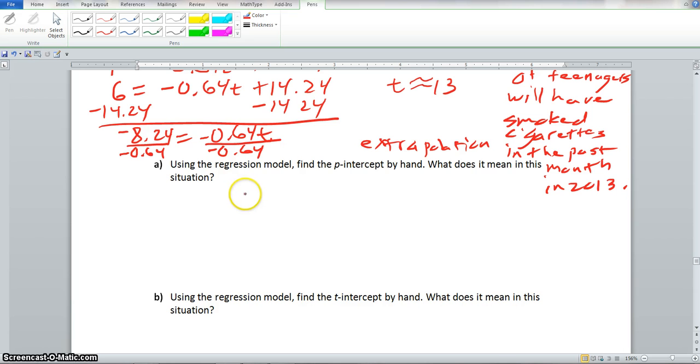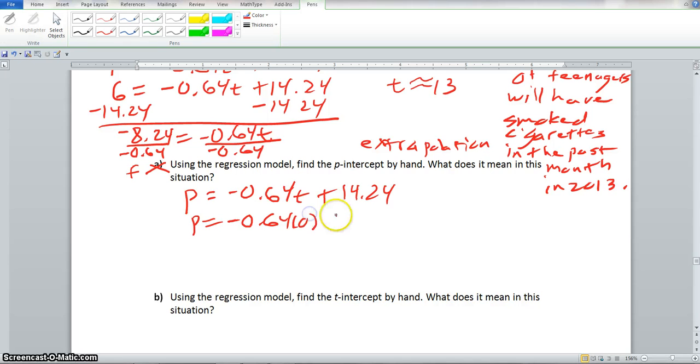Okay, now we go to the next value here. It says, using a regression model, find the p-intercept by hand. What does this mean in this situation? Now, my A here is actually your F. Okay, so now we will write down the equation. We have P is equal to negative 0.64 T plus 14.24. Now we know when we deal with p-intercept, that means T would be 0. So we have P is equal to negative 0.64 times 0 plus 14.24.